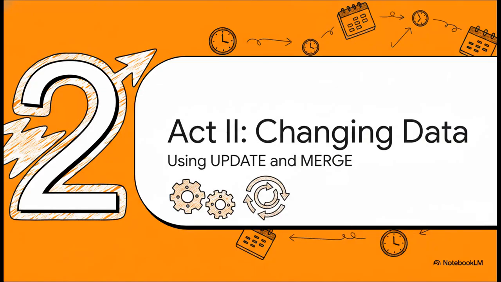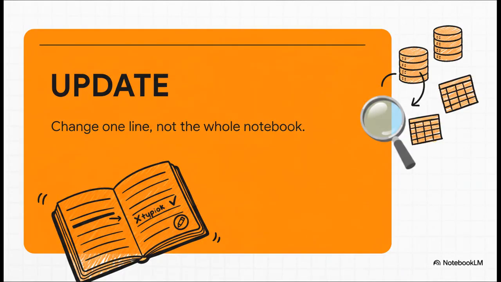And that's a perfect lead-in to Act 2, changing and syncing data. Because, let's be real, data is almost never static. It's always evolving. So here, we're going to look at how to keep it fresh using update and merge. So, what's an update? Well, it's pretty much exactly what it sounds like. You're not adding a new line to your notebook this time. You're finding a line that's already written and changing something on it. Maybe you're fixing a typo. Maybe a customer's address changed. You're just hitting the edit button on your data.